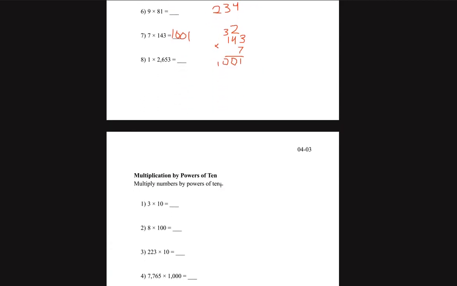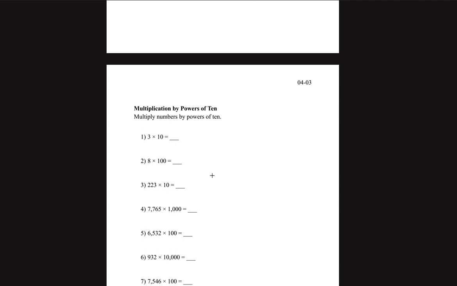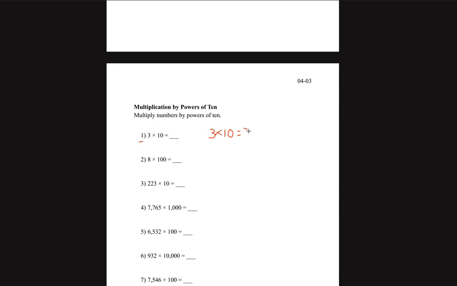Alright, let's look at the power of 10 then. So when you're multiplying by power of 10, there's a simple way to memorize it. So let's look at number 1 for example. You have 3 times 10. The quickest way to multiply by 10 is just by adding the amount of zeros you have. So 3 times 10 will be equal to 30.